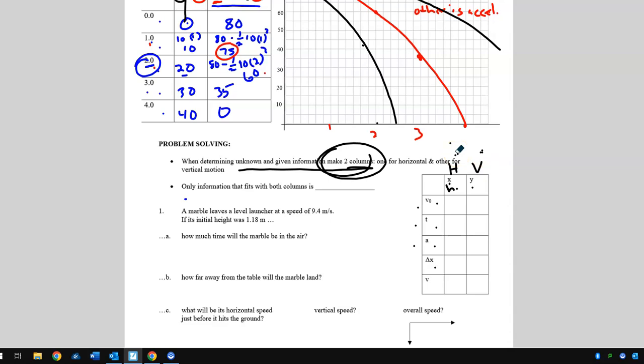So we'll do a problem based around our marble launcher. Okay, if you want, right now, you can look at this information and fill out VTAX and stop there. All right, if you have questions, make sure to ask.